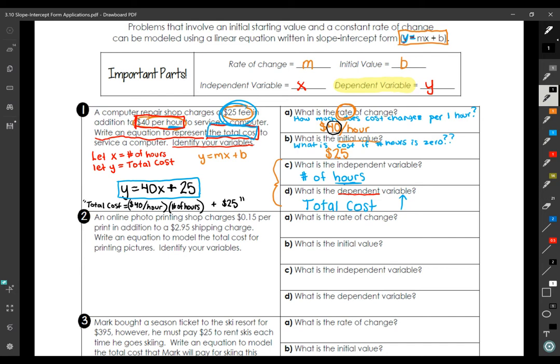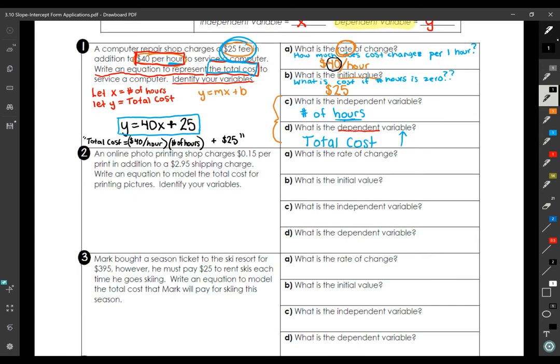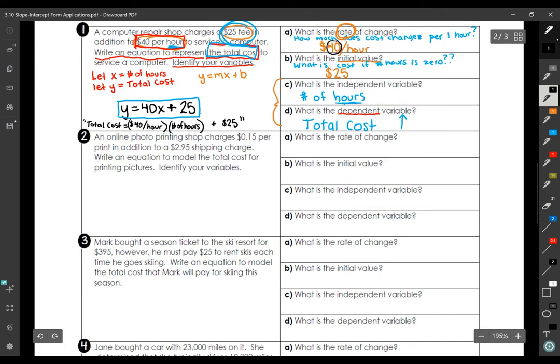Okay, so that's question 1, and we took our time going through it because this is a tricky part. Students tend to struggle with these word problems. So let's move on to question 2.